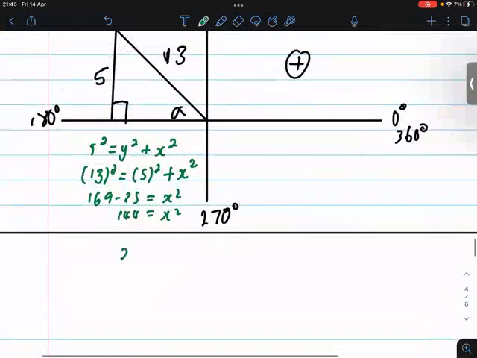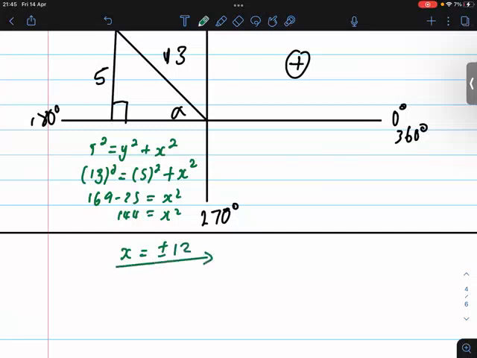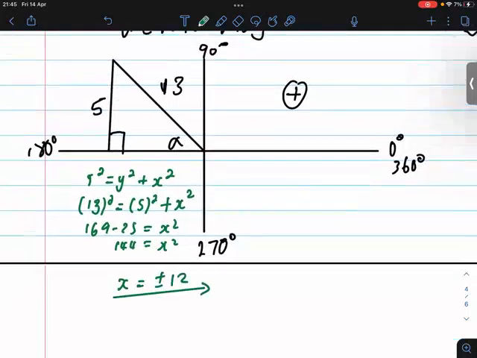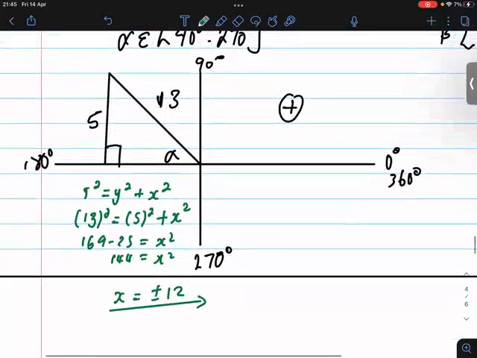you are going to square root. So when you square root, it's always plus or minus. Square root of that is plus or minus 12. The question is, do we take the negative one or the positive one? Negative. Why do we take the negative one? Because x, this side, is negative. So that is negative 12.